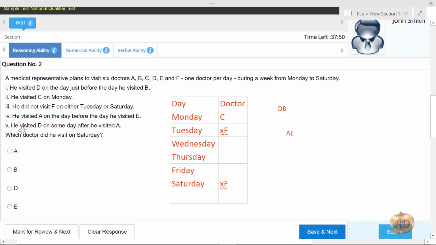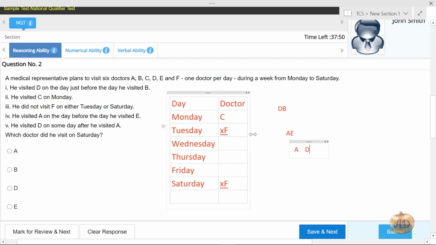Okay. Now what the fifth point says, it says he visited D on some day after he visited A. So it's basically saying that he visited D on some day after he visited A. That is, A would come before D.